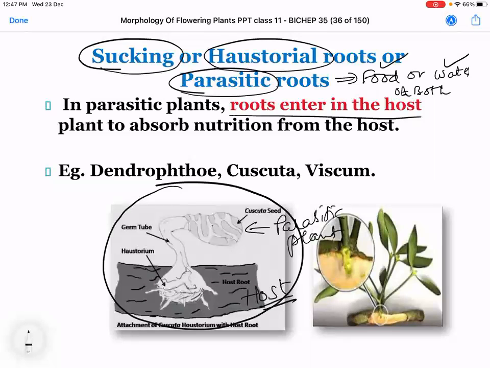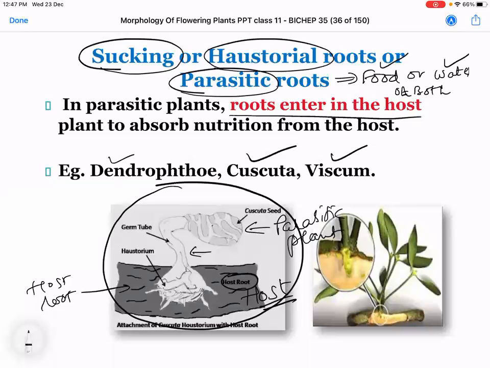There are three examples which are given: Dendrophthos, then Cuscuta, and Viscum. These are three plants which are actually parasitic on the other plant. So they are penetrating the host root. This is root of host. And they are penetrating to root of the host.